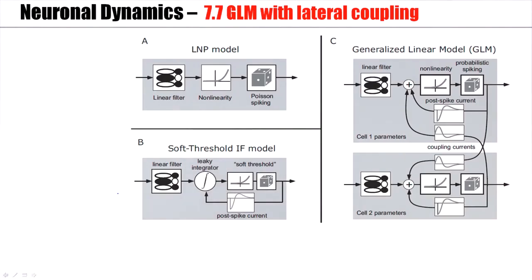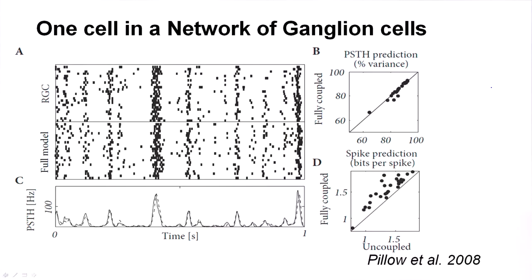Now, a retinal ganglion cell, in one of these models, will talk to other retinal ganglion cells nearby. So an even better model would be a network of GLMs, coupled GLMs. If you study again a single cell, but now as part of a network, and you've also recorded the other cells and optimized the parameters of the other cells, then this fully coupled network is even better in the PSTH prediction and the spike prediction than the uncoupled model.